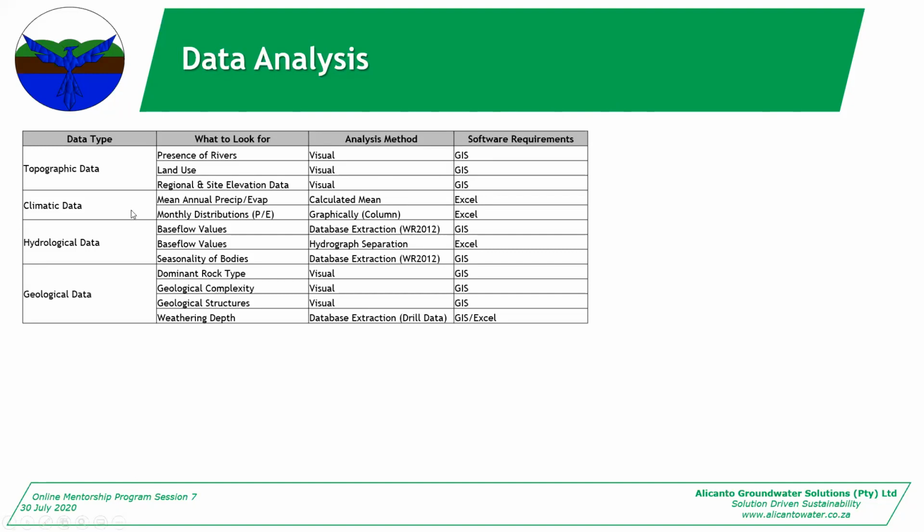Climate data. Look at your mean annual precipitation or evaporation, and monthly distributions of precipitation and evaporation. This first one, you calculate your mean in Excel. And the second one, I like a column graph, just to give you a monthly distribution in Excel.